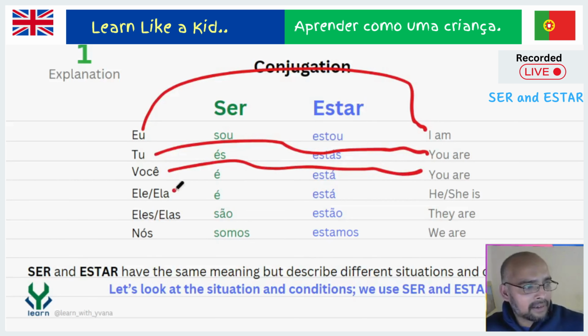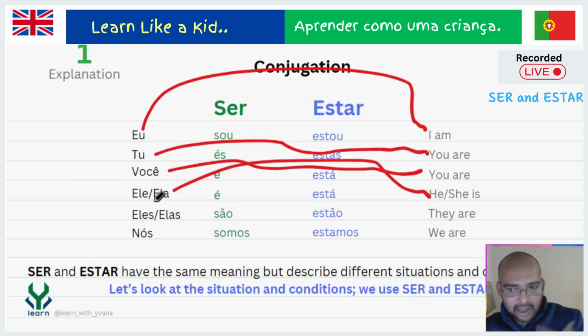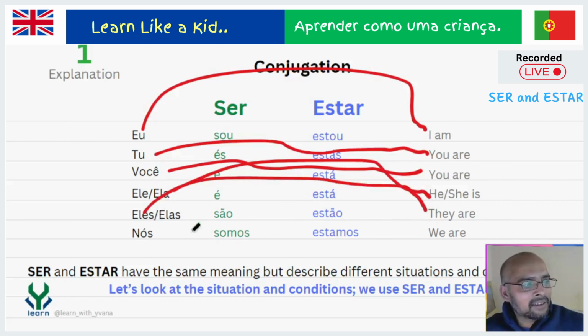"Ele" means he, right? "Ele" means boy, and "ela" means girl. If you want to talk about someone who is a girl or woman, or any objects or names that are feminine, we use "ela". And if the person is a boy, I mean male, or any masculine objects, we use "ele". And "eles" means they, and "elas" also means they. It is the same, that is the group.